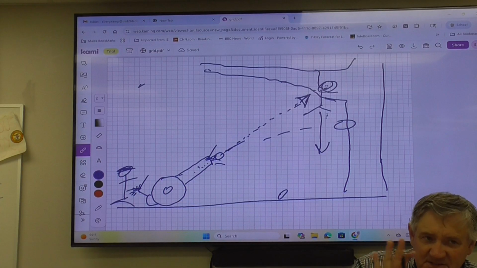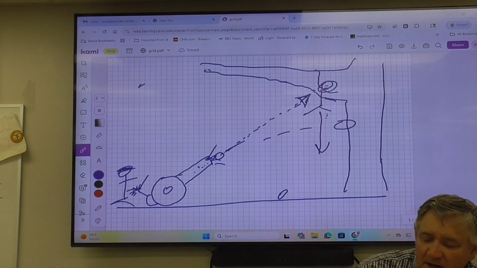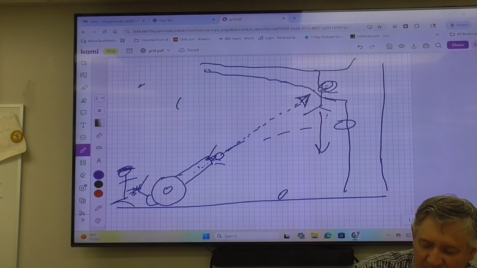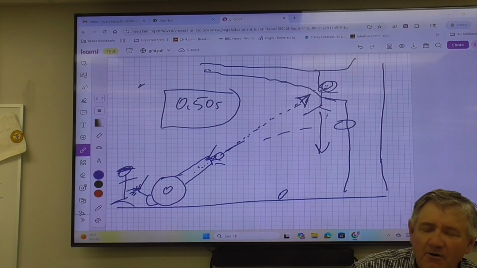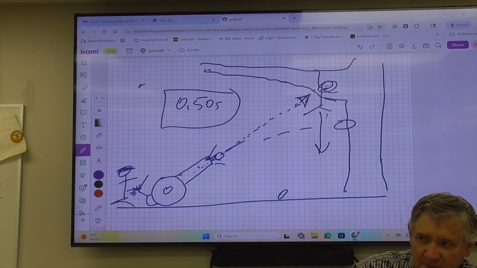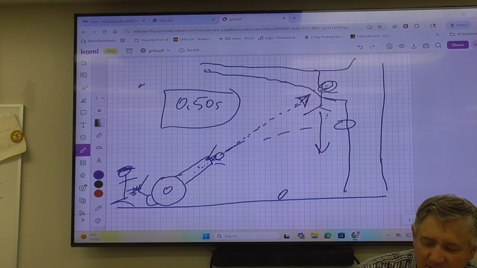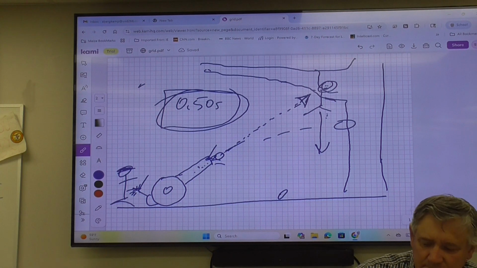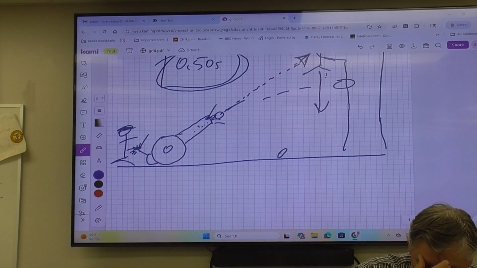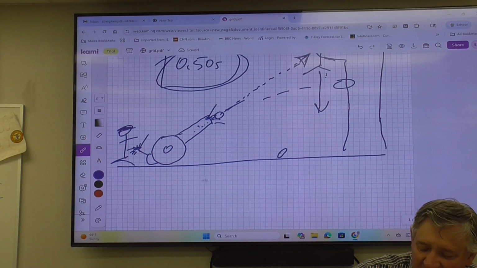Okay. So let's just focus on the monkey. Let's say, for example, the monkey falls for a half a second. How much does a monkey weigh? Doesn't matter. How could you determine how far the monkey fell if you know the monkey fell for a half a second? 9.8 times 0.5. That calculates the speed, 9.8 meters per second.